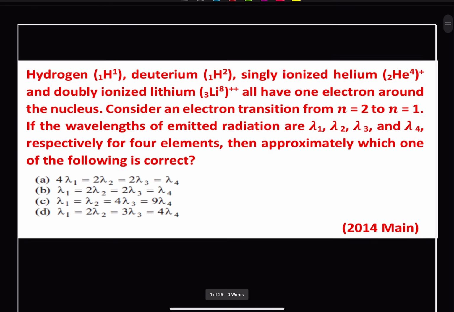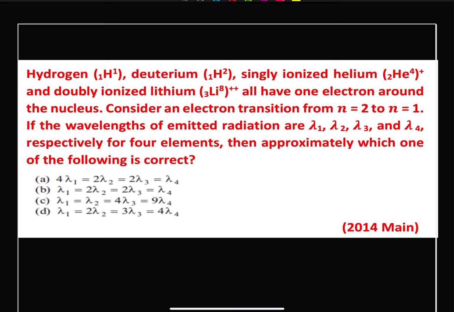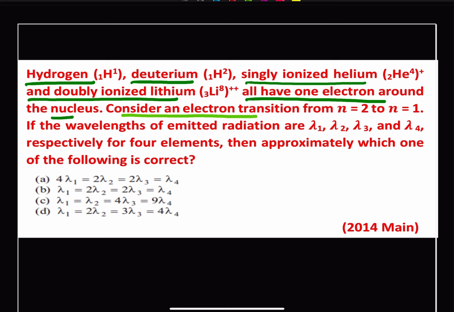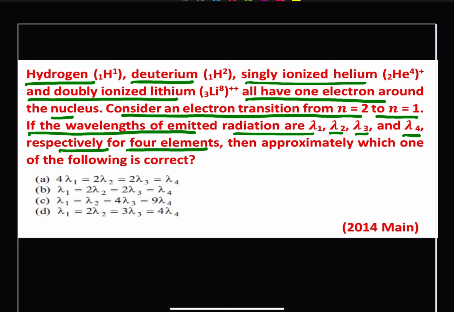So first question, it states that hydrogen, deuterium, single ionized helium and double ionized lithium all have one electron around the nucleus. Consider an electron transition from n is equal to 2 to n is equal to 1. If the wavelengths of emitted radiations are lambda 1, lambda 2, lambda 3 and lambda 4 respectively for 4 elements, then approximately which one of the following is correct?